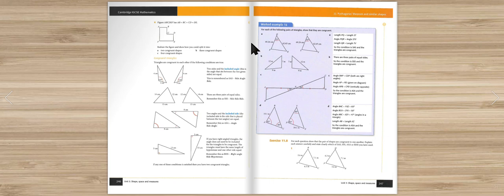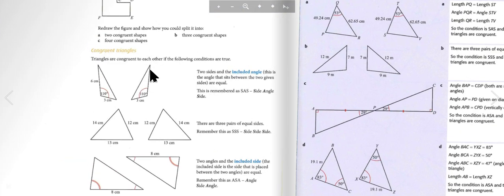Everybody again. Today we're going to be learning about congruent triangles. So let's start. Triangles are congruent to each other if the following conditions are true. Two sides and the included angle, this is the angle that sits between the two given sides, are equal. This is remembered as SAS, side, angle, side.